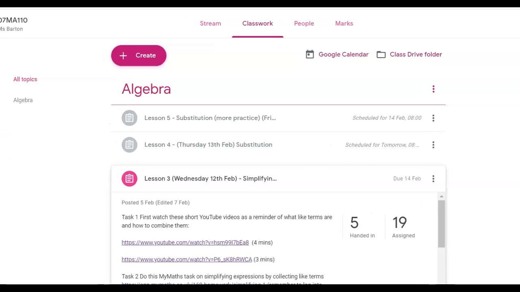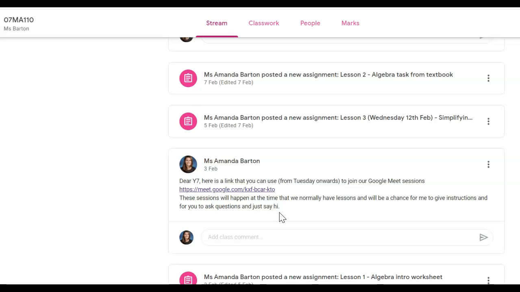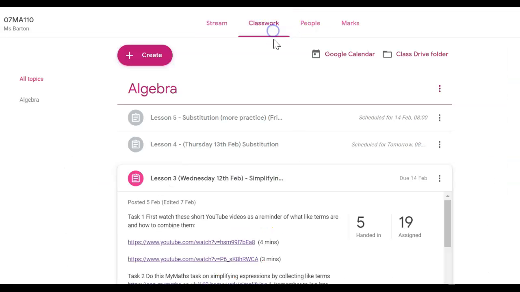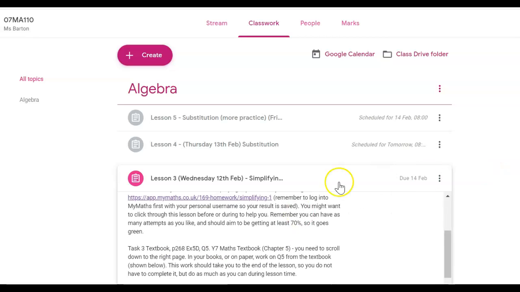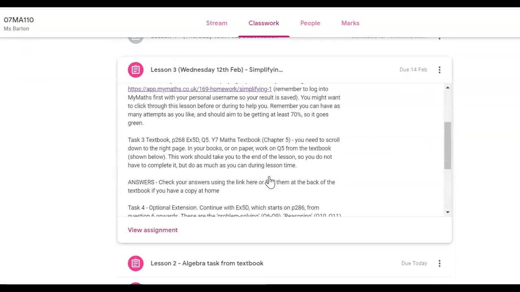So here's our Google Classroom, and the stream is here with different things. There's the textbook link and the textbook answers, and then in the classwork, you can see all the lessons I've set you so far. I've already put the things in that are coming for tomorrow and for Friday, but you can't see those yet. But they will be emailed out to you in the morning.